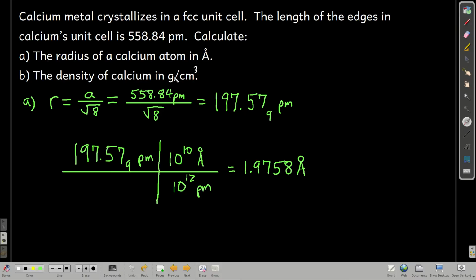So let's do the first part. Here, all we're doing is plugging into the formula. A is equal to square root of 8 times R for face-centered cubic, or R is equal to A over square root of 8. So we put in A over square root of 8 and get the answer. But that's in picometers. We want it in angstroms. So we can do it this way. In 1 meter, there's 10 to the 10th angstroms, and there's also 10 to the 12th picometers, so we get this ratio here. And we get our answer, 1.9758 angstroms. That's the radius of the calcium atom.